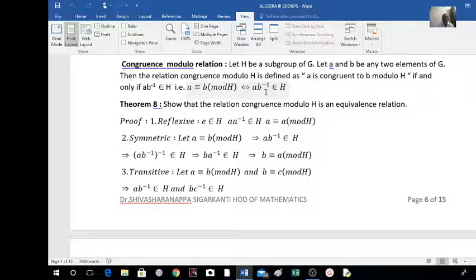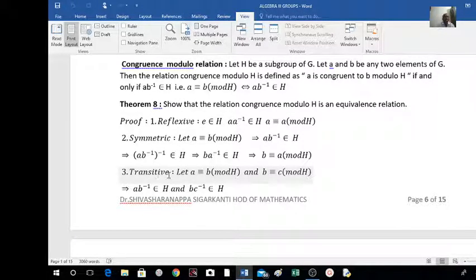If AB inverse belongs to H, then we write A congruent to B mod H. Just replace here: if BA inverse belongs to H, then we can write B congruent to A mod H. We just have to replace A and B here, right? So what we proved here is that we took A congruent to B mod H, and finally we have proved that B congruent to A mod H. Therefore the relation is symmetric.